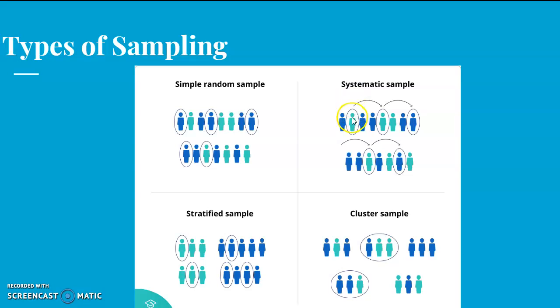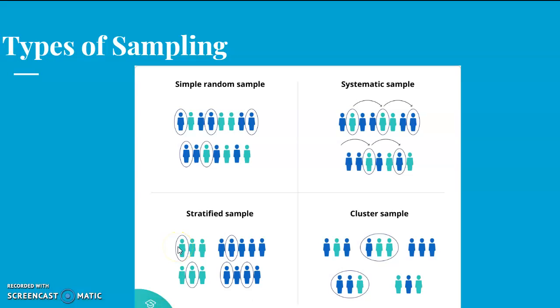The systematic, if you look at it, if you start here, and then we go 1, 2, 3, then we go 1, 2, 3 again, and then 1, 2, 3, and then 1, 2, 3. So you have a starting place, and then after that, you have a system: every third, every fifth, every 10th, however you do that. Stratified, if you look at this, this looks like a male versus female population possibly. In this case, it looks like there's more from the blue group than the turquoise group. So you want to have a good representation of your population, so you're going to sample more from the blue group than the turquoise group.